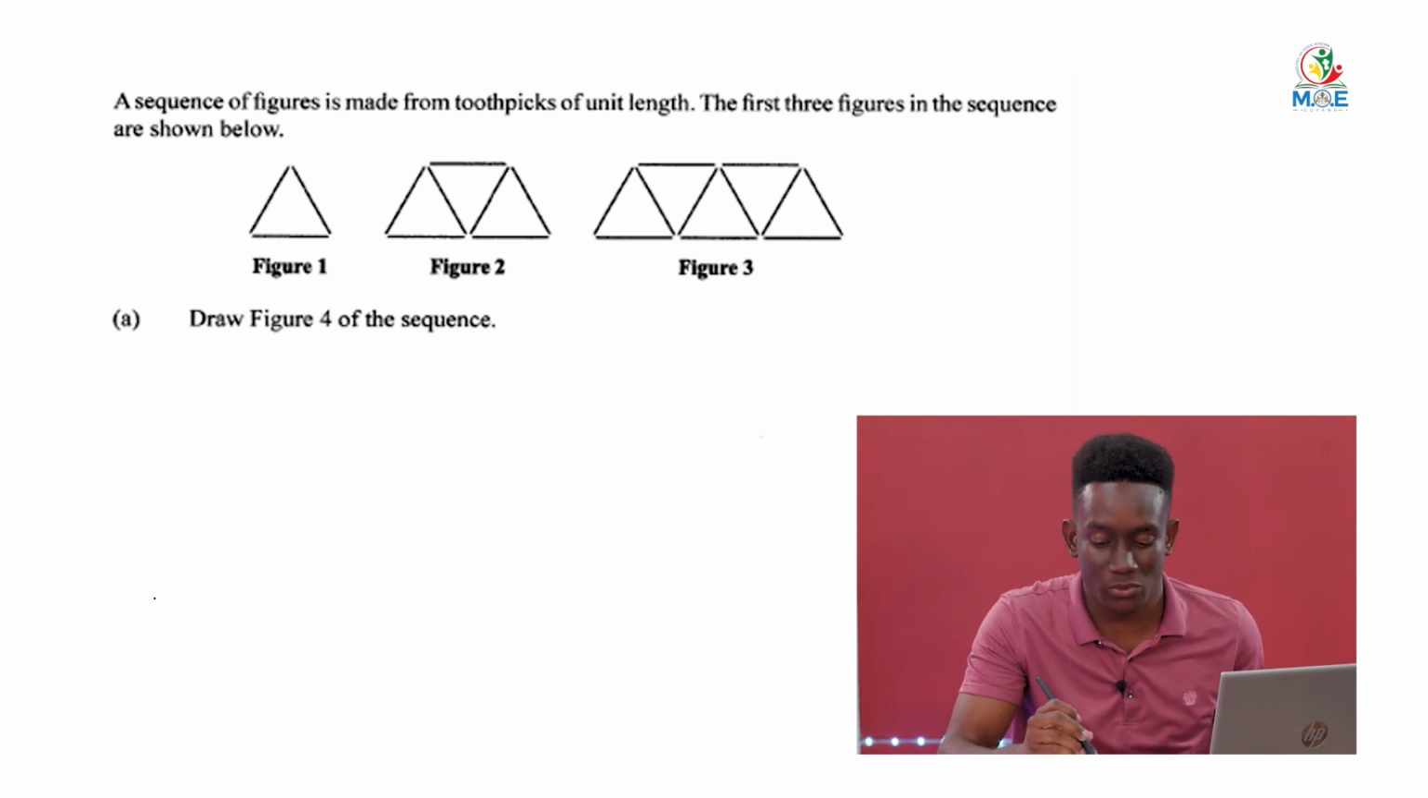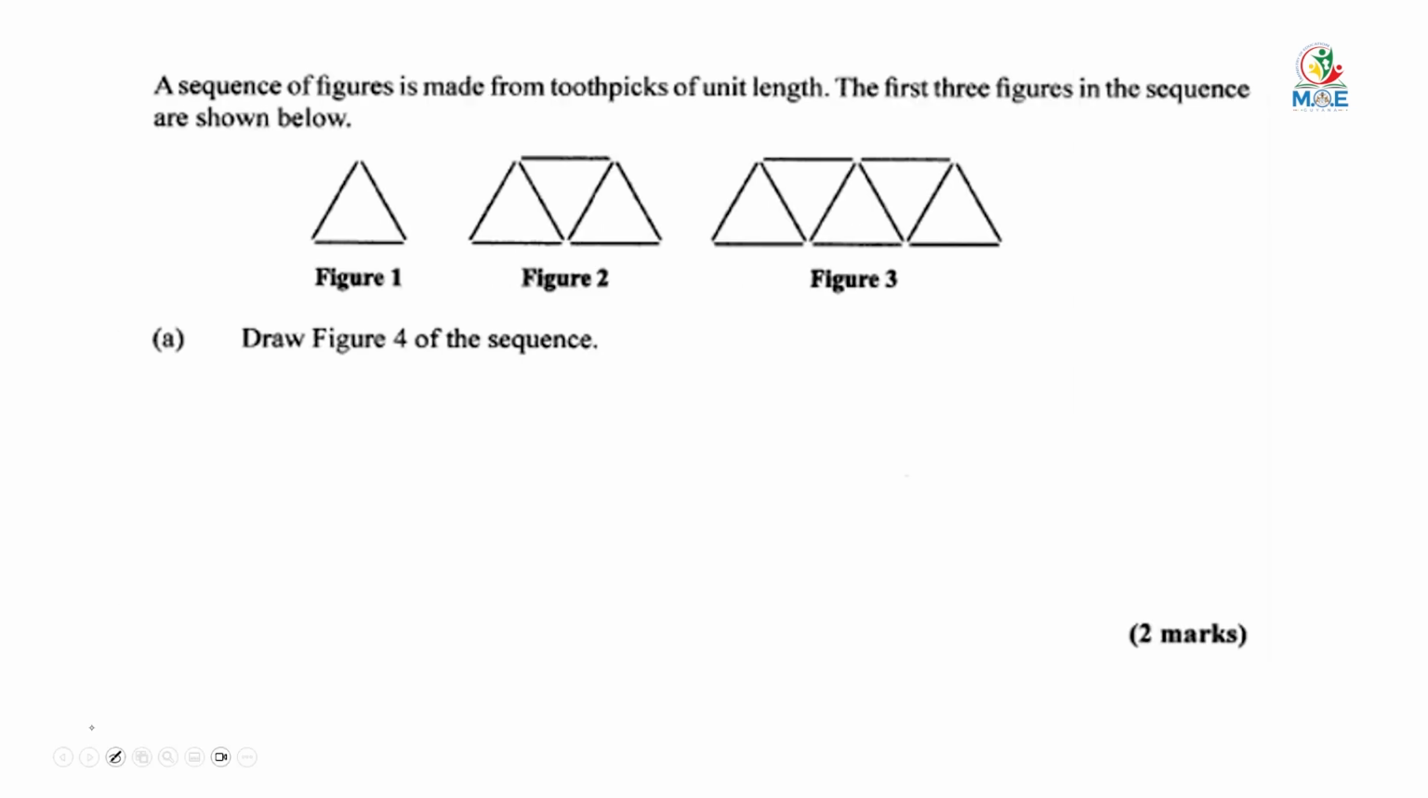So let's analyze what is going on in figure 1, 2, and 3. So for figure 1, we see we have 3 toothpicks being put together. And then we see we added on another piece here, another piece here. And then for figure 3, we saw that we added on some more here.